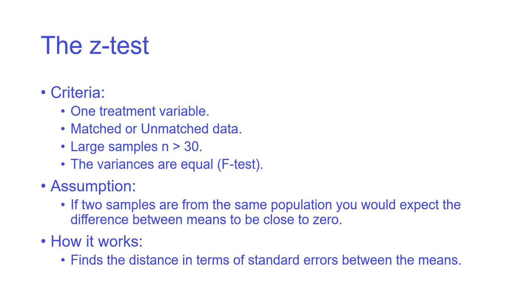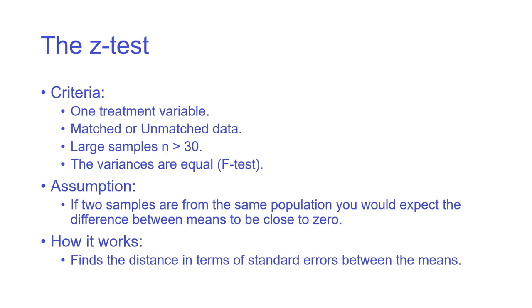Now, a criteria for using a Z-test is you have to have one treatment variable. You have to have treated and untreated, so you're applying one kind of treatment, so it could be one drug or it could be just gender. You need just one variable that's dividing your set of data into two different groups, two samples. It could be matched or unmatched data. Let's not worry about that particularly at the minute, but the thing that's critical here is large samples. You need at least 30 in your data set, and you have to have equal variances, which means you should have performed an F-test, but let's also ignore that for now.